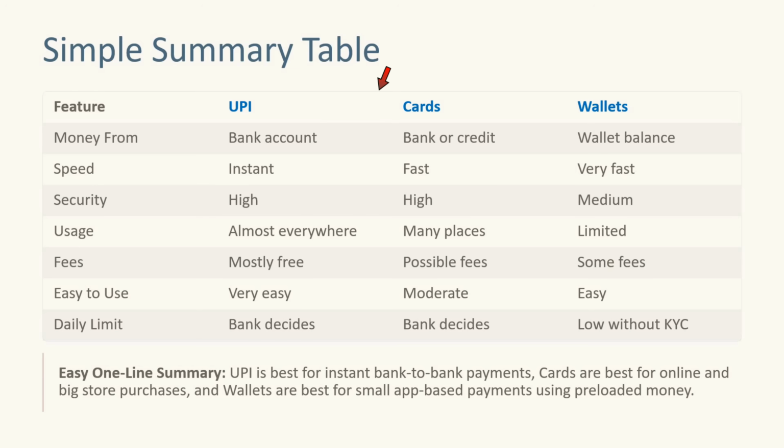Here you can see the summary table of whatever we have discussed. UPI is best for instant bank-to-bank payments. Cards are best for online and big store purchases. And wallets are best for small app-based payments using preloaded money.